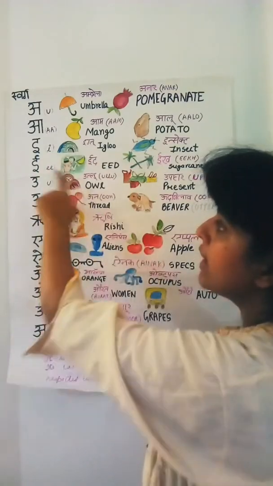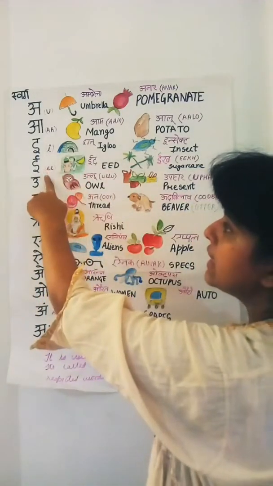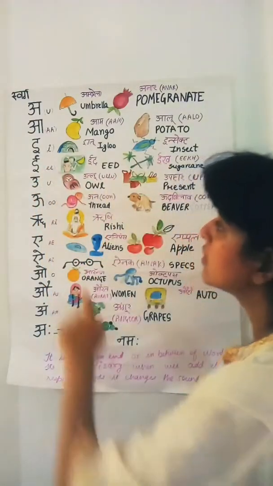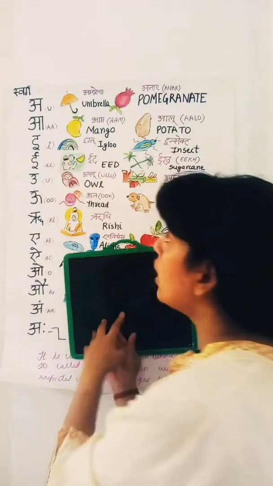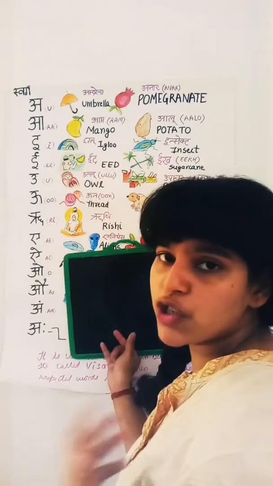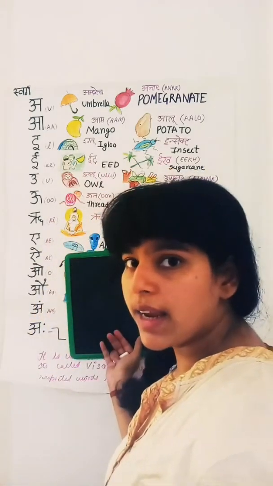E for Eid. E for eek. Eid is what we call the festival which Muslims celebrate, and eek is called sugar cane in English.